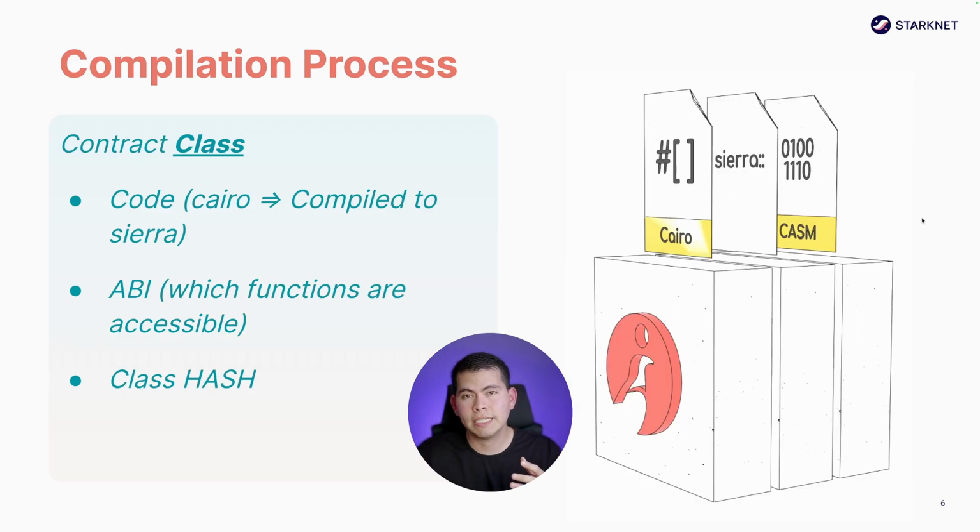But before, let's talk about or remember a little bit about the compilation process. On the right side, you can see the 3 different steps of the Cairo compilation process. First, we will have our Cairo smart contract, and then that's going to be compiled to the Sierra, and finally, it's going to go to the CASM or Cairo assembly. But when we are compiling our smart contract, we will have a contract class. This contract class will contain 3 different things. First, our code, then our ABI, and finally, our class hash.